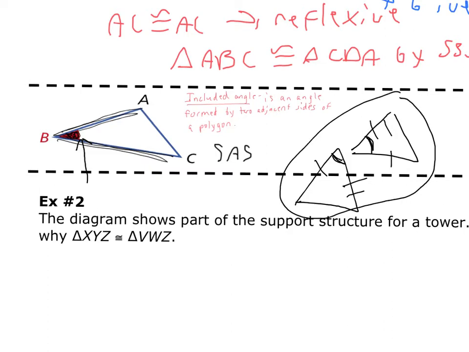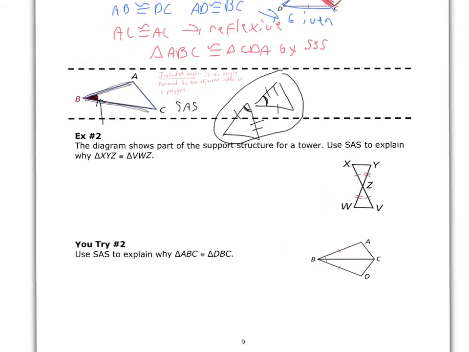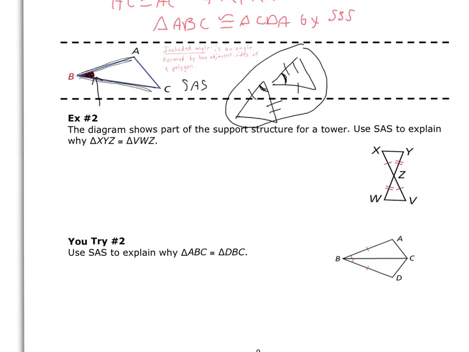They must have two congruent sides with an included congruent angle in the middle of them. Okay, so let's look at this example right here. It says the diagram shows part of the support structure for a tower. We want to use SAS to explain why triangle XYZ is congruent to triangle VWZ.